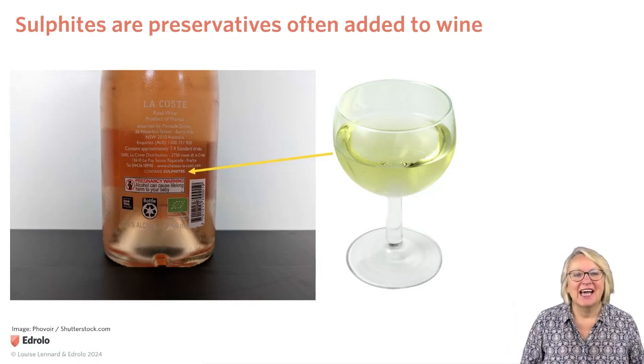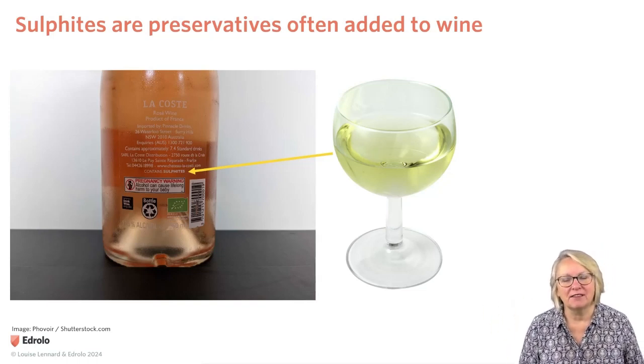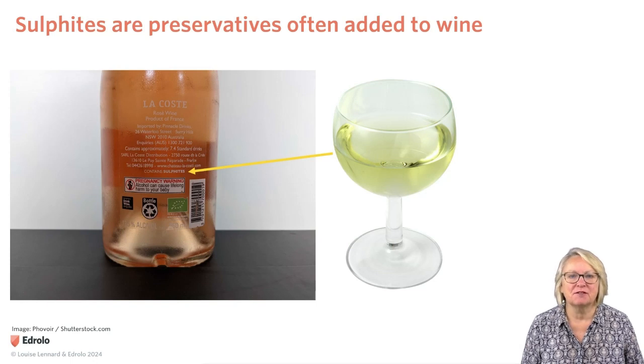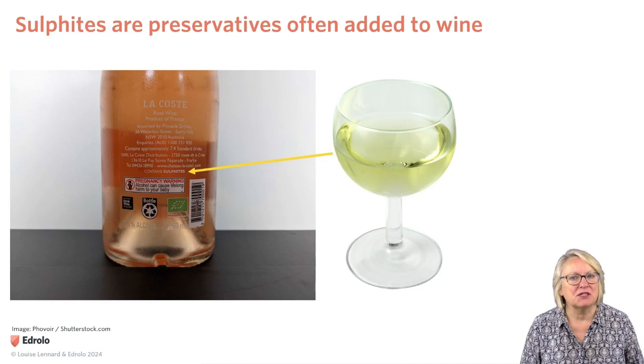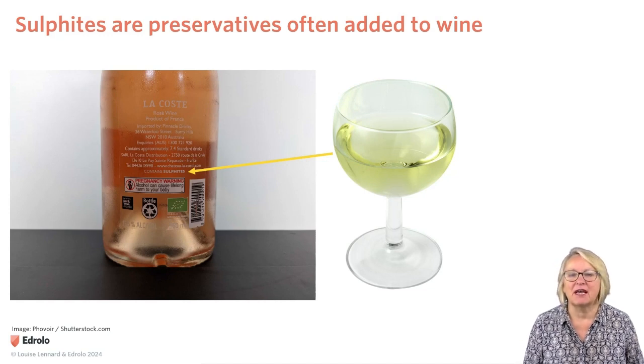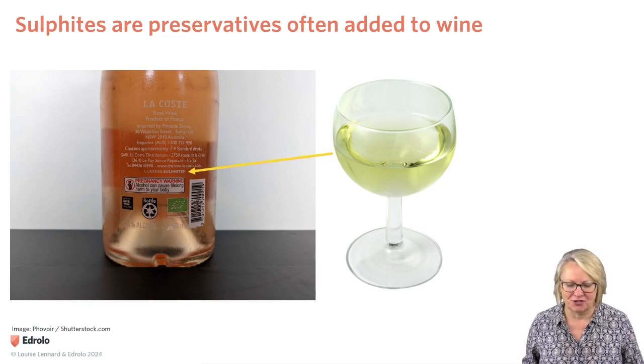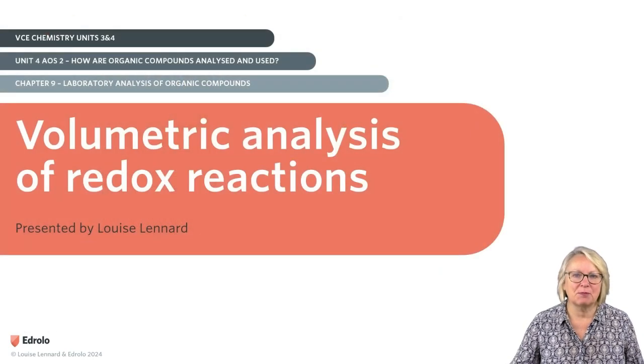Welcome back. So white wine often contains the preservative sulfur dioxide, SO2, which actually helps protect its colour, stops it going brown. But sulfites can be measured using a redox titration. And one of the things we're going to look at in this lesson is how we conduct redox titrations. So the topic for this lesson is volumetric analysis of redox reactions.